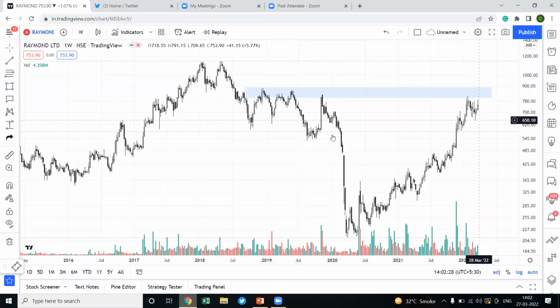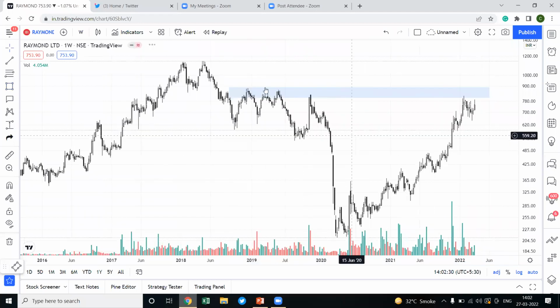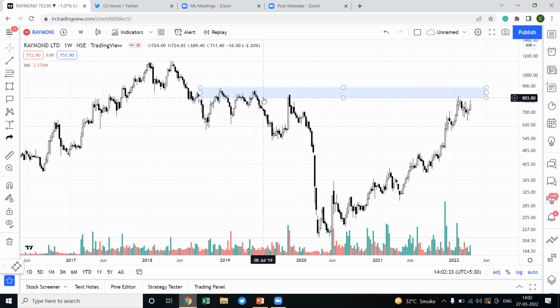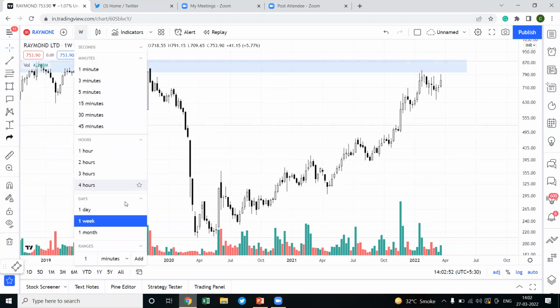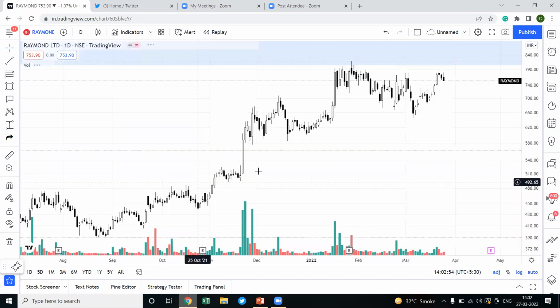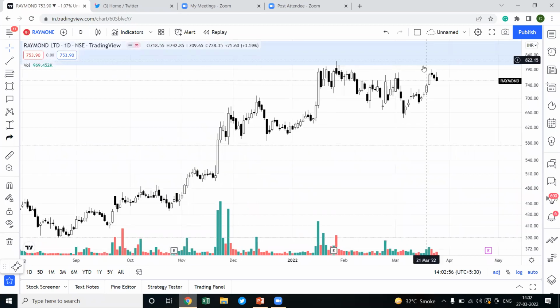For Raymond, it has a resistance near the 800 levels. You can see it is getting rejected thrice: once, twice, thrice. So we can see that the weekly resistance for Raymond is near the 800 to 850 mark. On the weekly chart, you can also see a series of higher high, higher low formation. So there are two trading opportunities over here. You can buy the stock once it crosses the 800 mark.